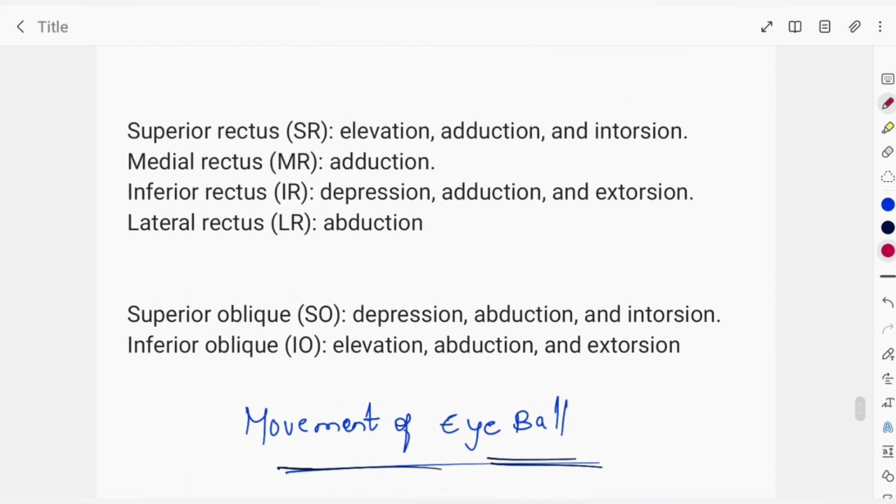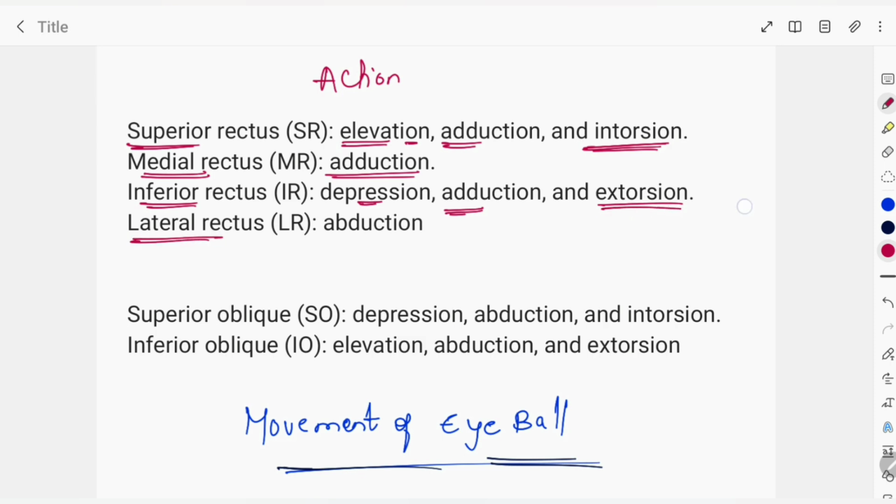Now if we talk about the muscles, superior rectus: the actions are elevation, adduction and intorsion. Okay, you have to remember this. Medial rectus, only one action, that is adduction. Inferior rectus is opposite to superior rectus. What is the opposite of superior rectus? Elevation is done by superior rectus, so it is showing depression. Adduction, same way, and instead of intorsion, it is showing extorsion.